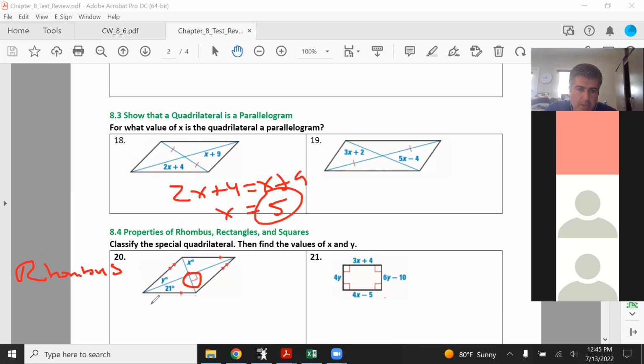So y is going to be 21 degrees as well because it does bisect the angles. If that's 21 and that's a right angle, that's 69. So x is going to be 69 degrees as well. And again, I know it's a rhombus because the diagonals are perpendicular. That's not true for rectangles, but it's true for rhombuses and squares, of course. But I know it's not a square because I didn't know if all the sides were the same. So that's that one.